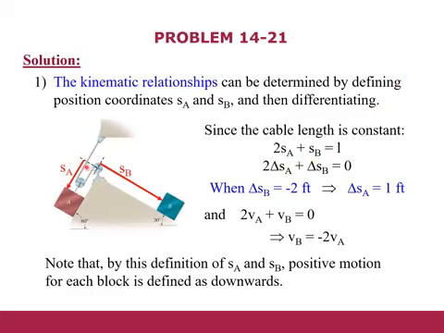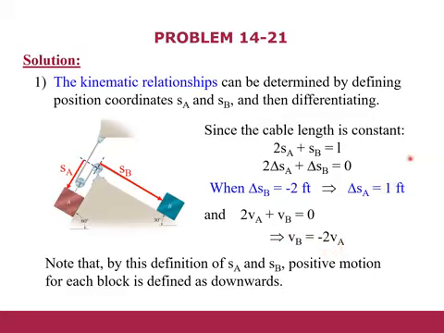You can see over here that this is SA, and this is the position of the block B, SB. So the total length of the rope will be 2SA plus SB. When you solve it, you will get the velocity of body B is minus 2 VA. The negative sign represents that when body A moves in the upward direction, body B moves in the downward direction. So the velocity of body B is twice the velocity of A.